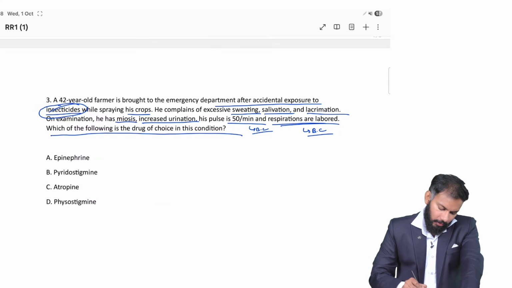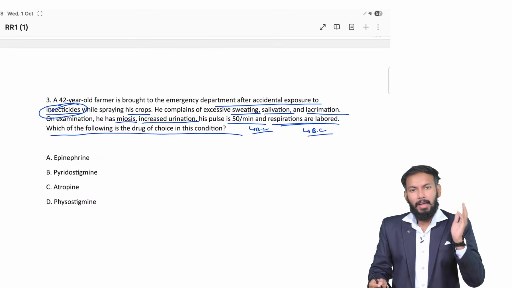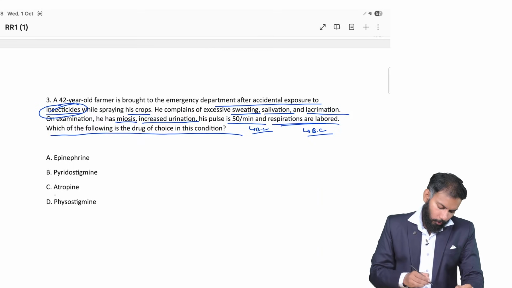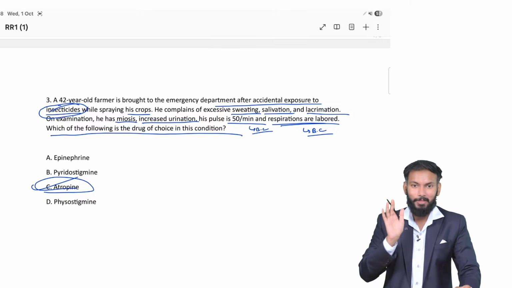Which of the following is the drug of choice in this condition? Easy. Cholinergic poisoning. What is it? Anti-muscarinic drug. Which one? Atropine. That's all. It has been asked so many times in the exam. You should not get it wrong.